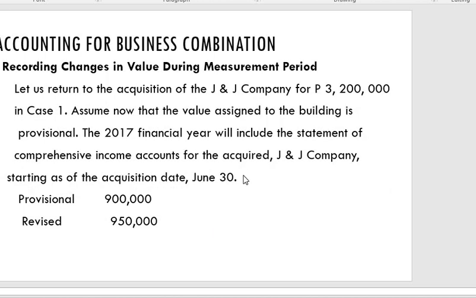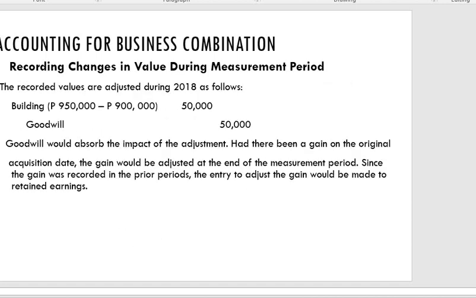Okay. For example, let's return to the acquisition of J&J company. The provisional value of the building was 900,000, okay? But the revised value of the building is 950,000, okay? So you take note that there is an increase in the fair value of the building of 50,000. So to record the increase, mag-debit ka ng building and credit ka ng goodwill. So goodwill will absorb the impact of the adjustment.